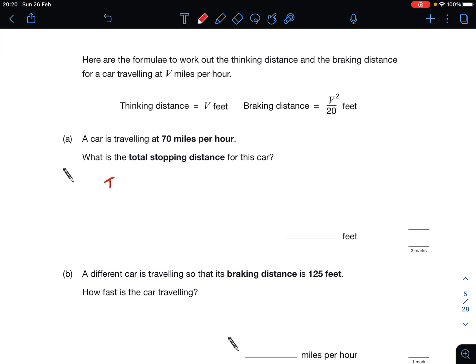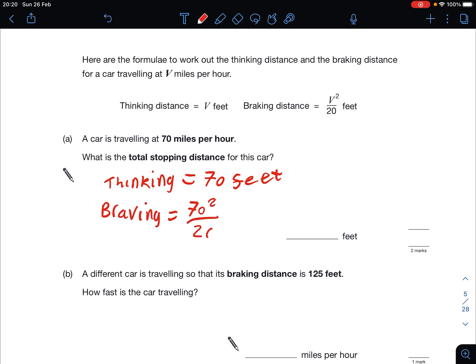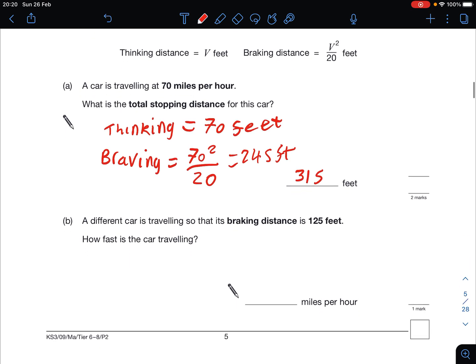Its thinking distance, well, at 70 miles per hour, v is 70, so it's going to be 70 feet. Its braking distance is going to be given by, well, I'm going to substitute in v for 70, so 70 squared divided by 20. Typing that onto my calculator gets me 245 feet. So in total, adding those together, is 315 feet.